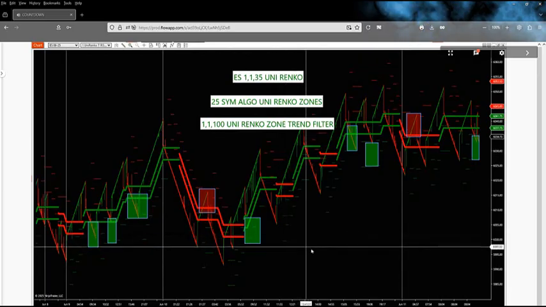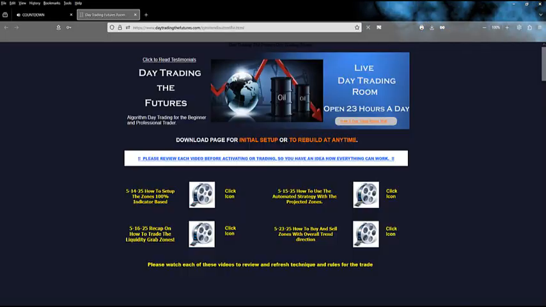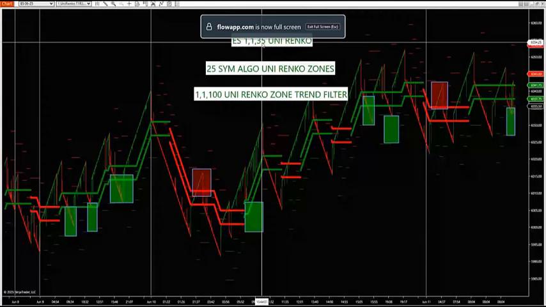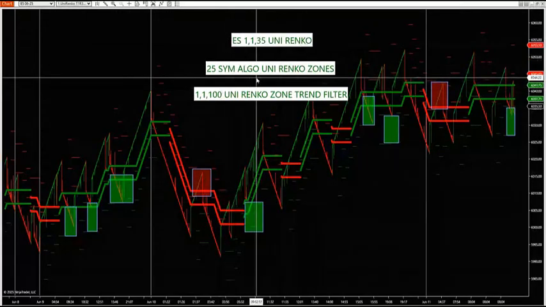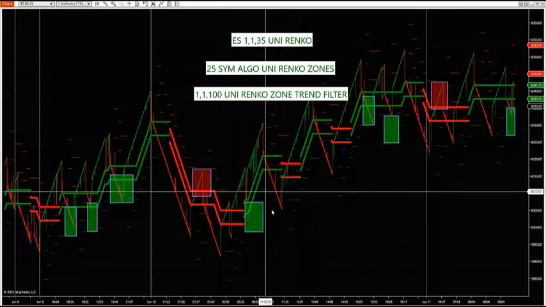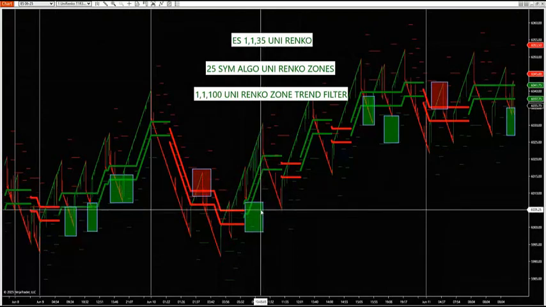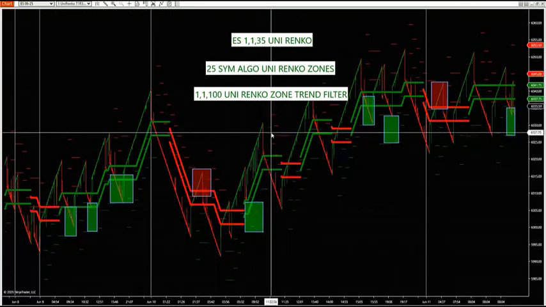So this is a really good start for you on the S&P, the NASDAQ, the Russell 2000, the Dow Minis, crude oil, gold, etc. This is an ES 1135 Unirinco chart, 24/7 session. I have the 25 sim algo indicator. You don't have to run the strategy on here until you get inside the zones. We'll do another video on how to use a strategy inside these zones. But let's specifically look where to buy and sell.